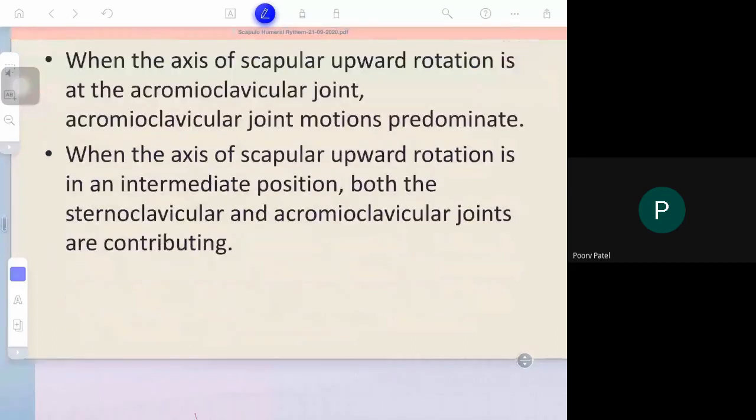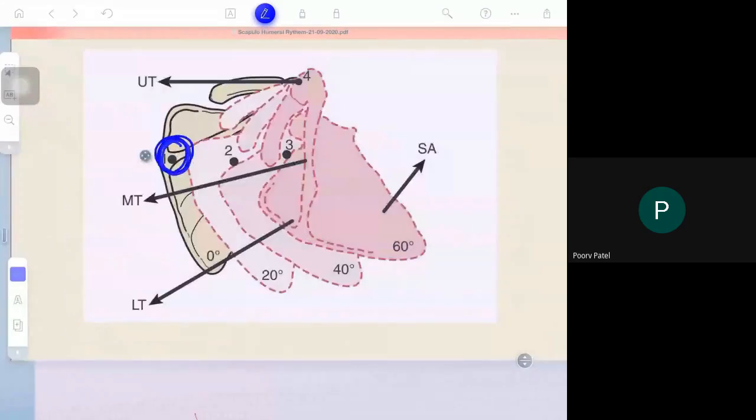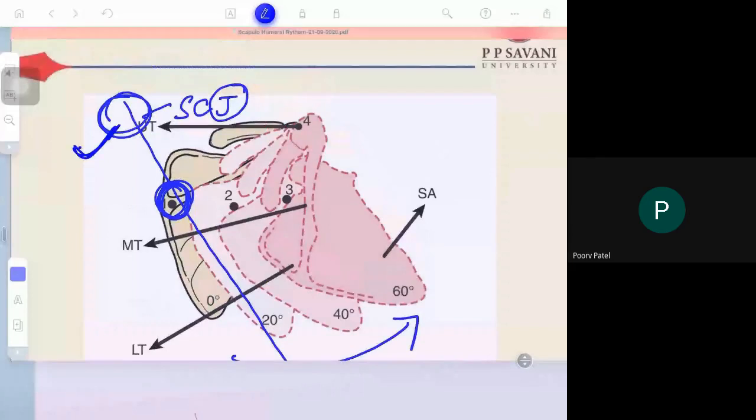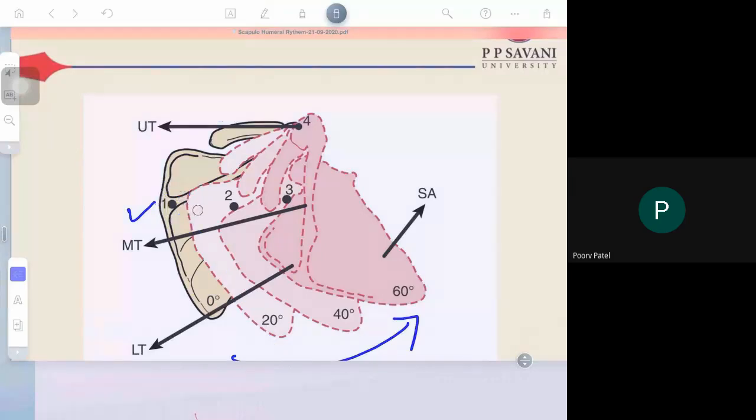When the axis is somewhere here, that is when the axis is passing like this, then movement is occurring in the sternoclavicular joint. That is rotation, it occurs in this joint, the sternoclavicular joint. When the axis is near the root of the spine, the rotation movement occurs in the sternoclavicular joint. Okay.